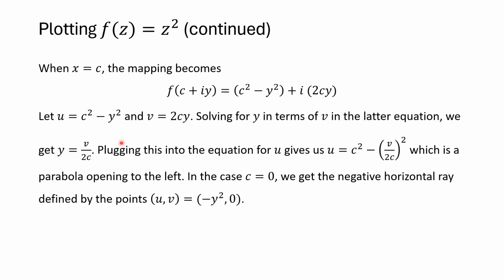This all looks pretty similar to what we've done in the previous slide. We get y equals v over 2c. Plug that into the equation for u. And we get u equals c squared minus v squared over 2c. So we again get a parabola, except the minus sign makes it point to the left. And if we have c equals 0, we're going to get a horizontal ray pointing to the left. It's basically the negative real axis.